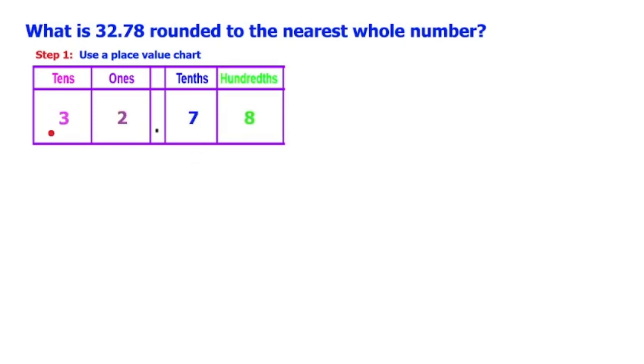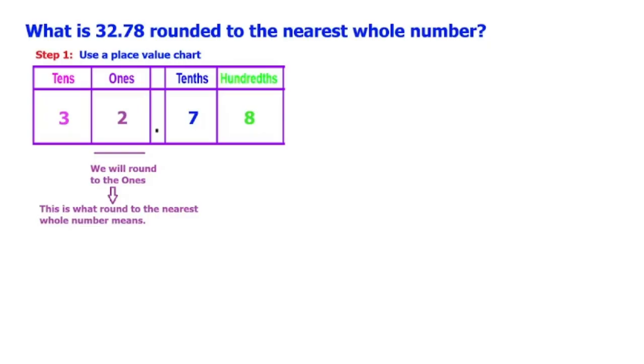32.78. So we will round to the ones place value. This is what round to the nearest whole number means. So we need to round to the nearest whole number. That's what that means. So you round to the ones place value.